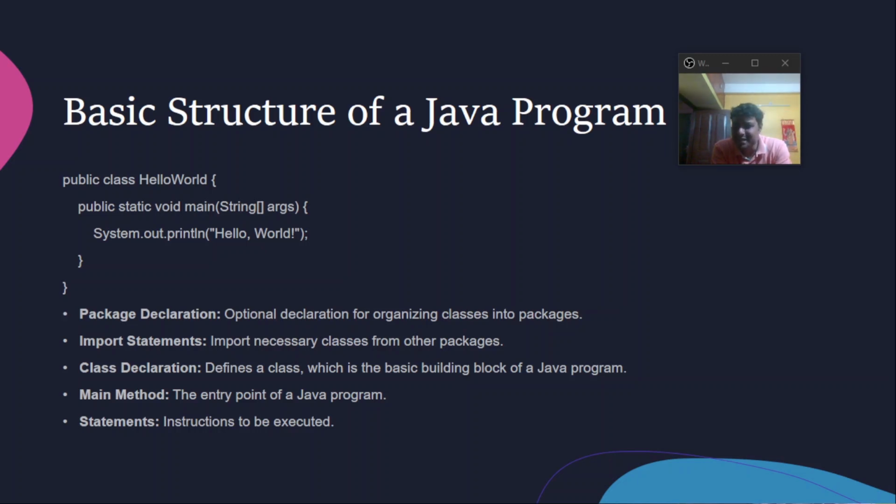Here, package declaration is for organizing classes into packages, right? And then import statement imports necessary classes from other packages, and class declaration defines a class, which is the basic building block of a Java program. Main method is the entry point of a Java program. And the last one is statements, instructions to be executed. These key points are contained under the basic structure of a Java program.